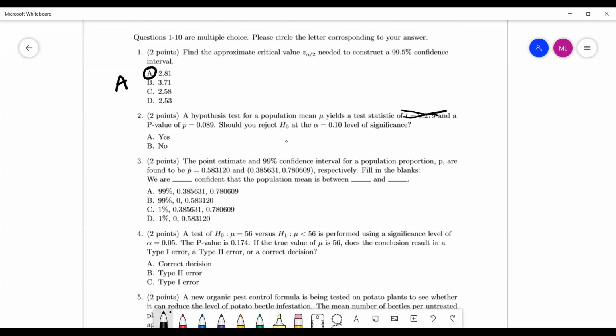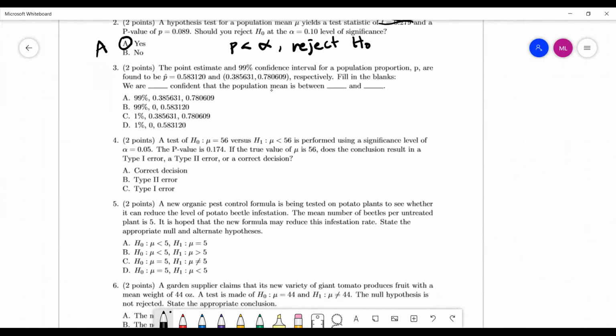All we need to do to decide whether or not to reject the null hypothesis when we're doing the p-value method is compare the p-value to alpha. And if p is less than alpha, reject H0. And so for us, in this case, 0.089 is indeed less than 0.10. So we should reject the null hypothesis. The answer is yes.